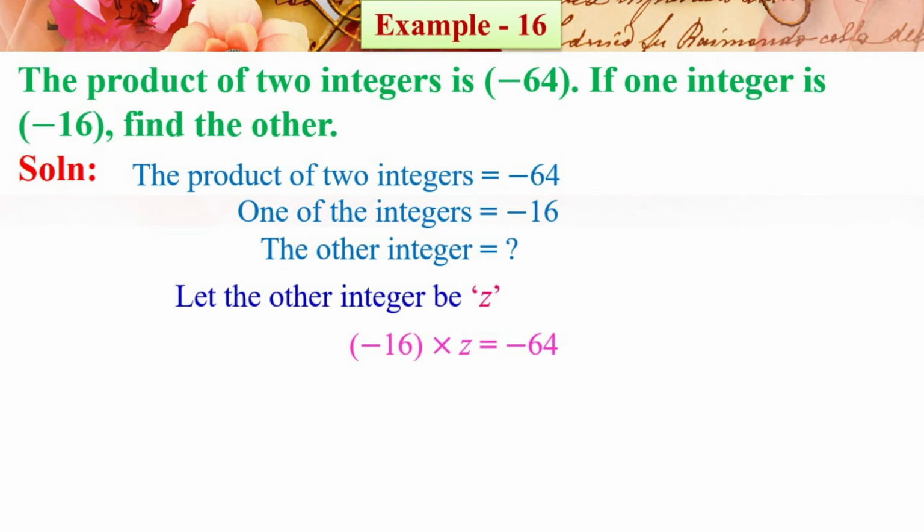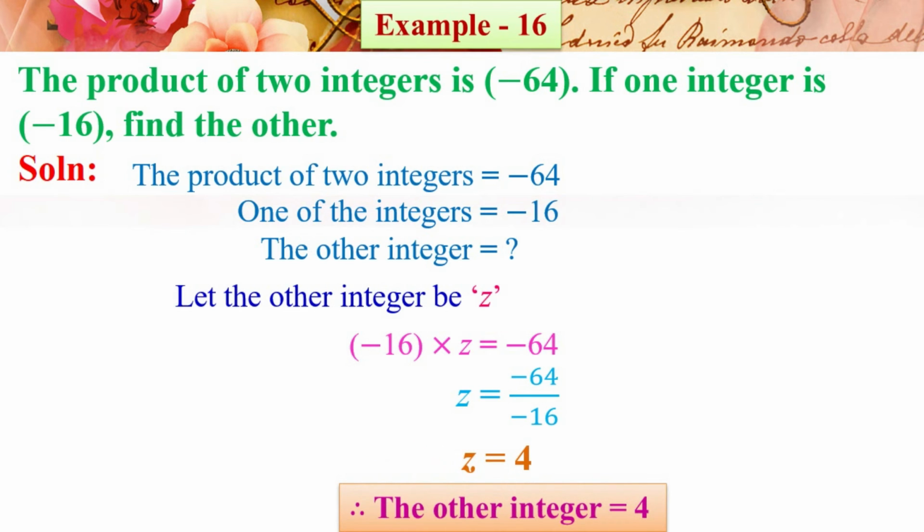So, we get minus 16 into z equal to minus 64. Now, we have to find the z value. So, minus 16 transpose to RHS. Here, change the sign. This side multiplication, going to the RHS side, changes to division. We get z equal to minus 64 divided by minus 16. Now, cancel the sign and also cancel the number. 1 16 is 16, 4 16s are 64. Therefore, z equal to 4. That means the other integer is equal to 4.